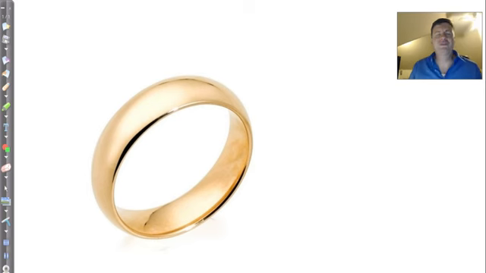Let's start with this. This is a gold ring. What makes up a gold ring? Well, atoms make up gold rings and make up me and everything you see on the screen. But what makes a gold ring gold is an element. An element is a particular substance with particular properties because of the atomic structure of what makes it up.